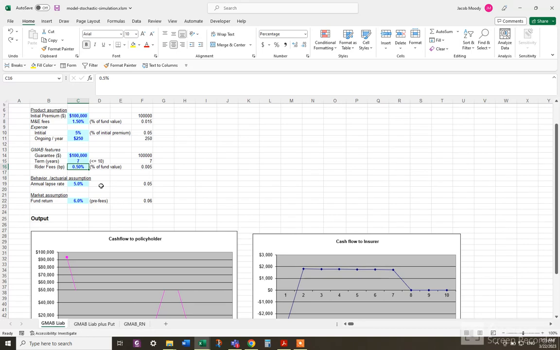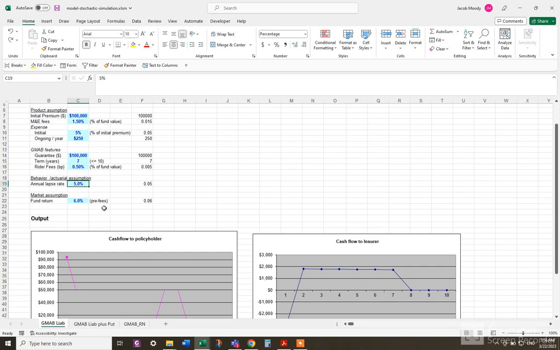So this also is something that the policyholder sees. It's like, well, if you want a GMAB, it's actually going to be a 0.5% charge that you're going to see. And I assume in this problem it's every year that you get deducted 0.5%. So in total, they're going to get deducted 2% every single year.